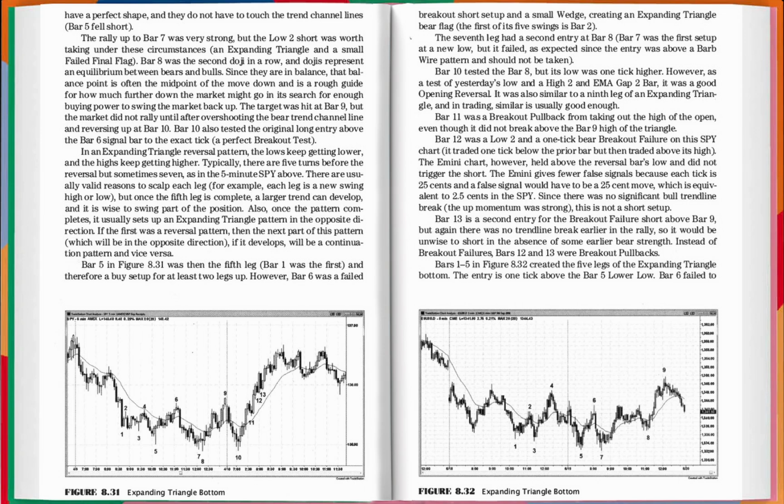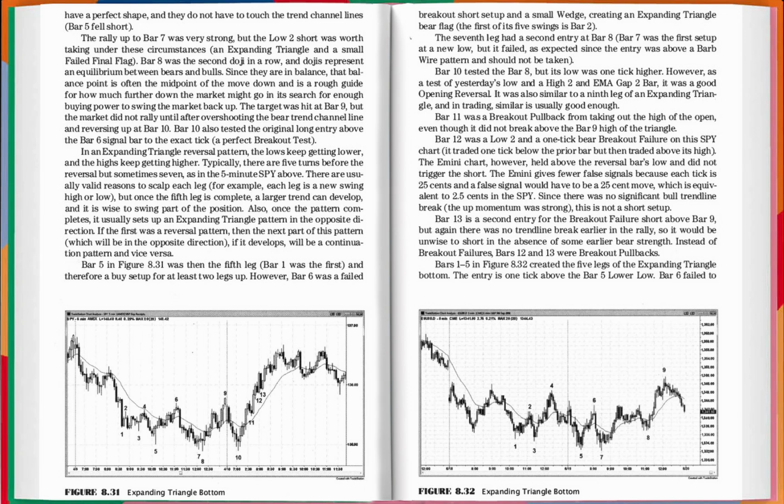Bar 8 was the second doji in a row, and dojis represent an equilibrium between bears and bulls. Since they are in balance, that balance point is often the midpoint of the move down and is a rough guide for how much further down the market might go in its search for enough buying power to swing the market back up. The target was hit at bar 9, but the market did not rally until after overshooting the bear trend channel line and reversing up at bar 10.